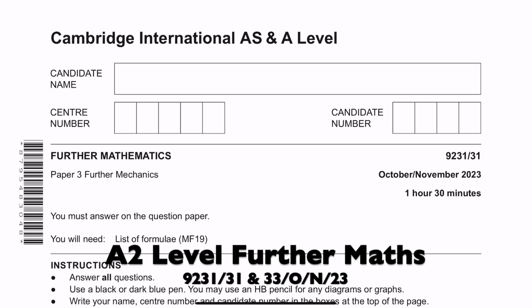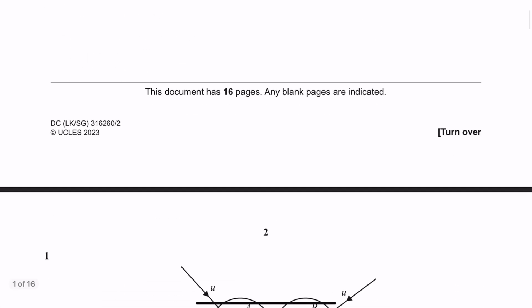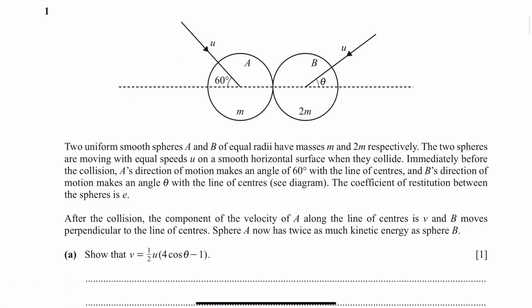Hi guys, today we're going to be looking at A-level further mathematics, October-November 2023, paper 3-1. It's a further mechanics paper. So we'll start now. Question 1 is about further momentum.